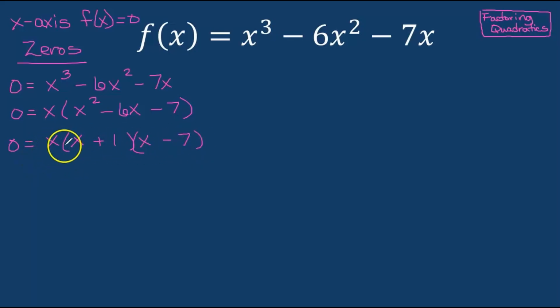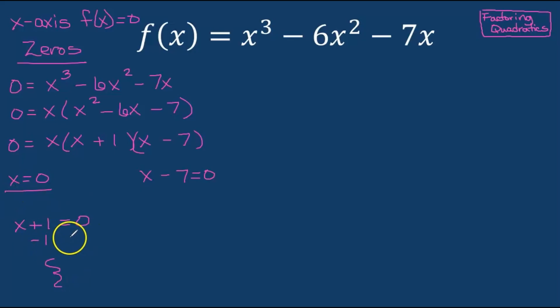To find the solution, we need to realize that if we plug 0 in any of these spots, it's going to make the whole thing equal to 0. So what we really have are 3 different equations to solve. X equals 0, x plus 1 equals 0, and x minus 7 equals 0. X equals 0 is already solved. So I know that that is one of our solutions down here.